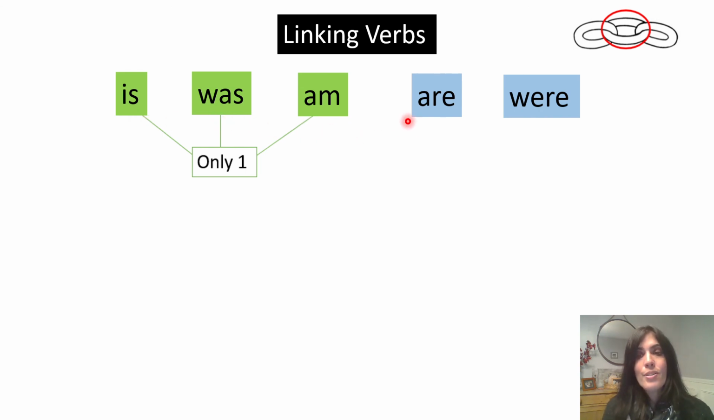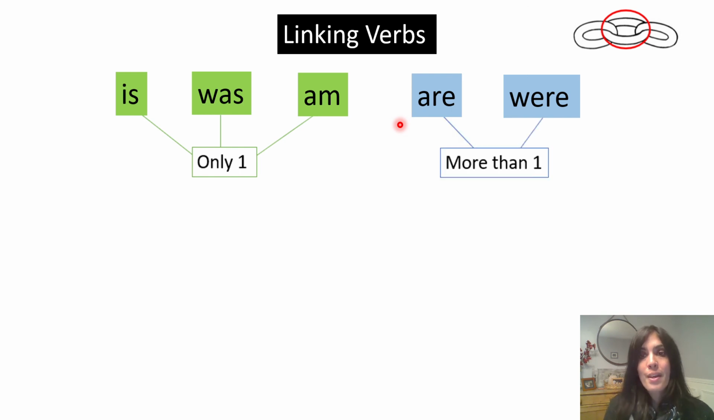But if your subject tells about more than one, then your choices for linking verbs are always going to be either are or were. Okay, so let that sink in for a second, and then we're going to practice.